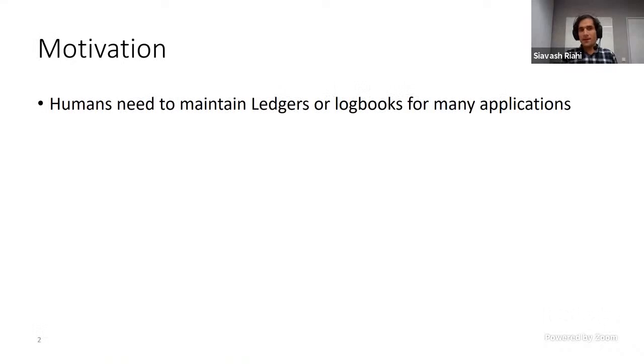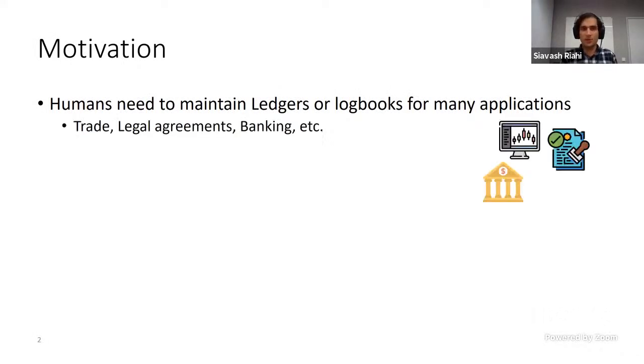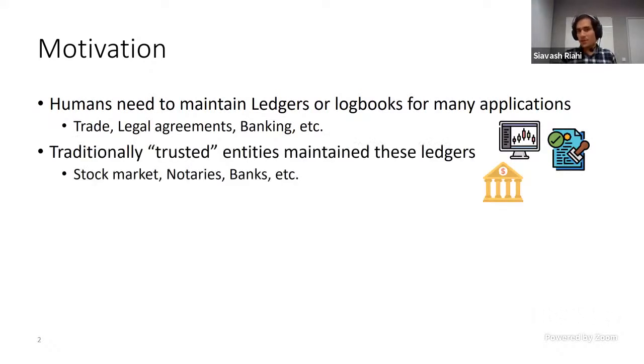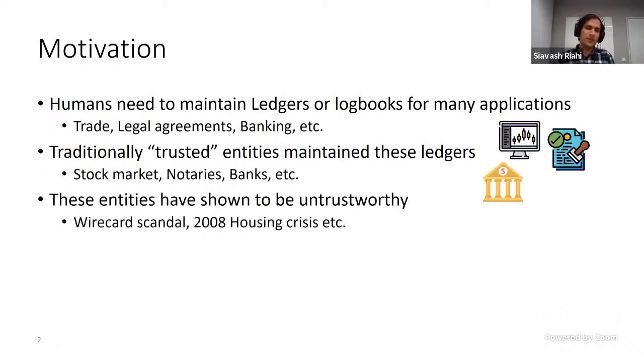We as humans need to maintain ledgers or logbooks for many different applications, such as trading, legal agreements, banking, and so on. And traditionally, trusted entities, such as the stock market, notaries, or banks, maintain these logbooks or ledgers for us. However, recent events have shown that these trusted entities are not really trustworthy. For example, there's a scandal regarding a company called Wirecard in Germany's stock market, or we all remember the 2008 housing crisis, which interrupted the global markets quite substantially.